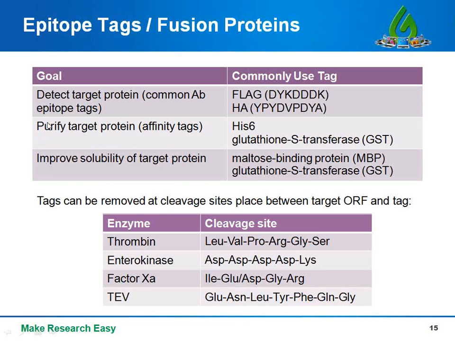First, to detect target proteins using antibodies, or to purify target proteins using affinity columns or other methods, or simply to improve solubility of target proteins. Many different tags are available. A few of the most common are listed here. And many expression vectors come with tags already built into either the N or the C terminal, so on one side or the other of the multiple cloning region.